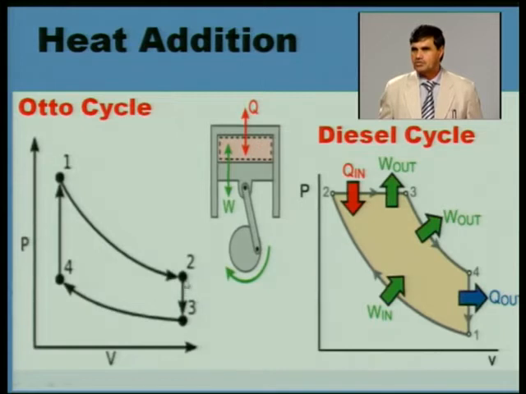Heat rejection, 4-1 in the diesel cycle and the corresponding process in the Otto cycle, is the same. Expansion and compression are assumed to be reversible adiabatic. Only the process of heat addition is different in the Otto cycle and the diesel cycle.